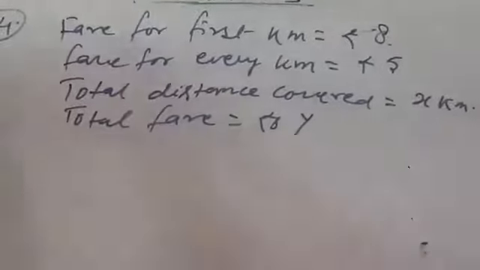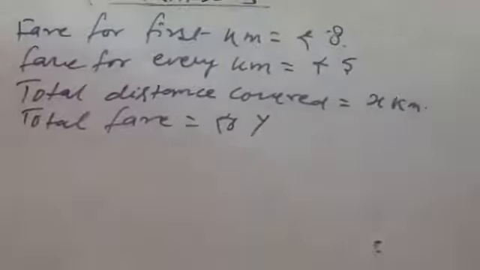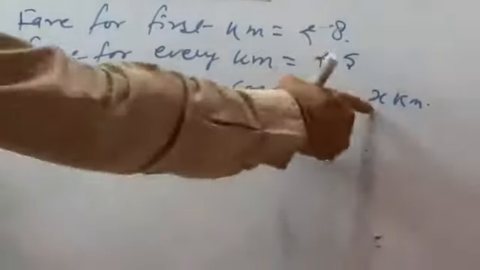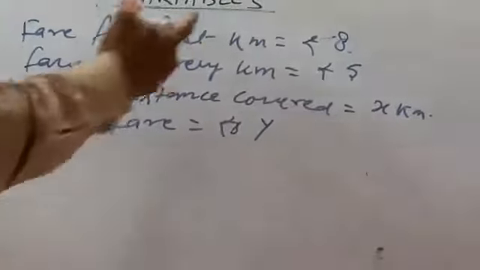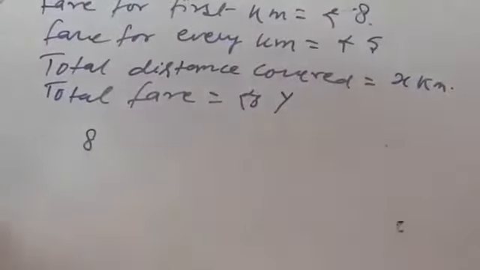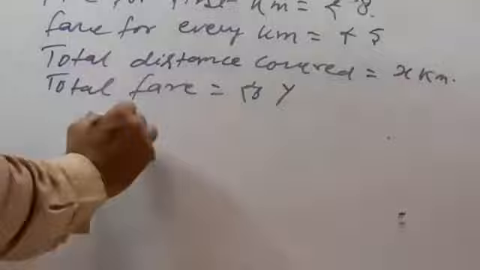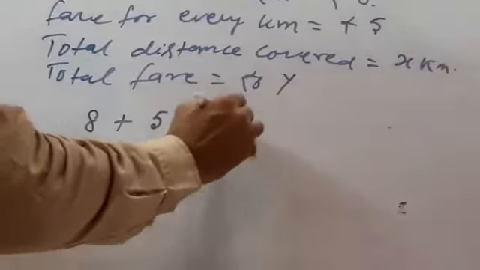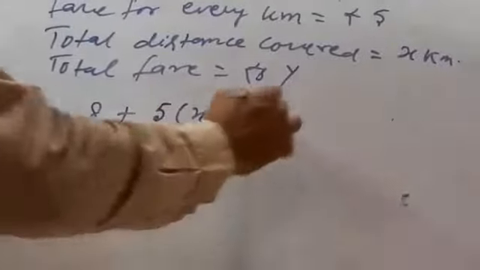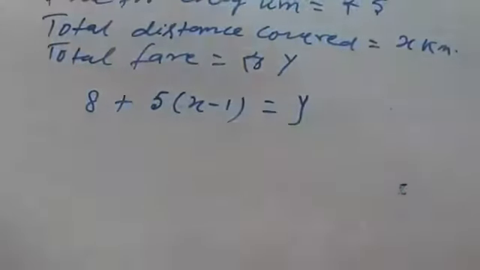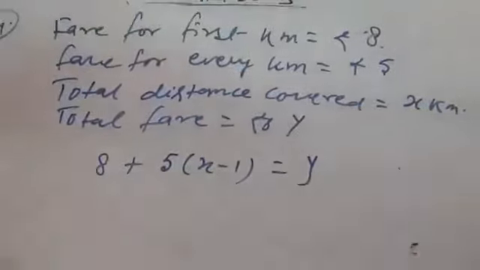Okay, so what is this? For the first kilometer it is 8 and the total distance is x kilometers. So we'll write here 8 plus 5 into (x minus 1) is equal to y. Have you got the idea how I did?